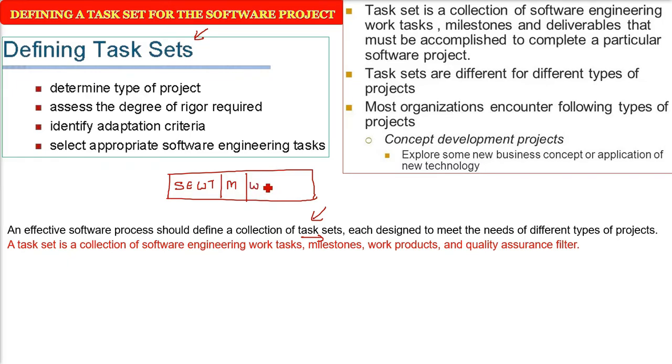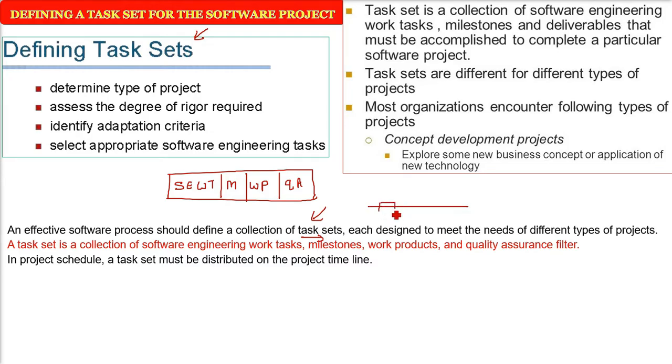And what will be the output? That is the work product after doing this task. And finally, the quality assurance strategy, like a filter. So in a project schedule, a task set must be distributed over the whole project timeline from start to finish. So the task set, as I said, will vary. Task sets for different projects will be different, depending upon the kind of project, the type of project.